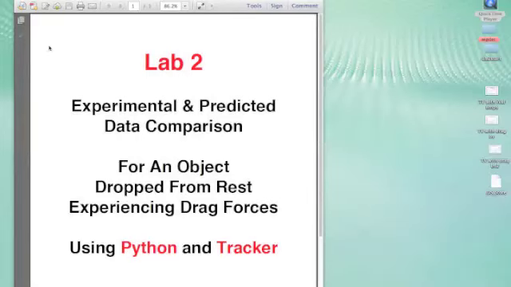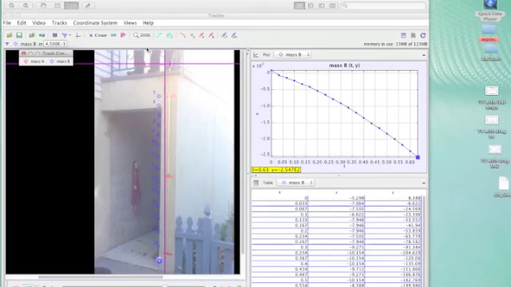This is Physics, Lab 2, Experimental and Predicted Data Comparison for an object dropped from rest experiencing drag forces using Python and Tracker. As seen in the next video, a small paper crumpled into a ball dropped from 2.5 meters. This is a screenshot of the Tracker program. It shows the experimental setup. We were dropping a crumpled piece of paper.